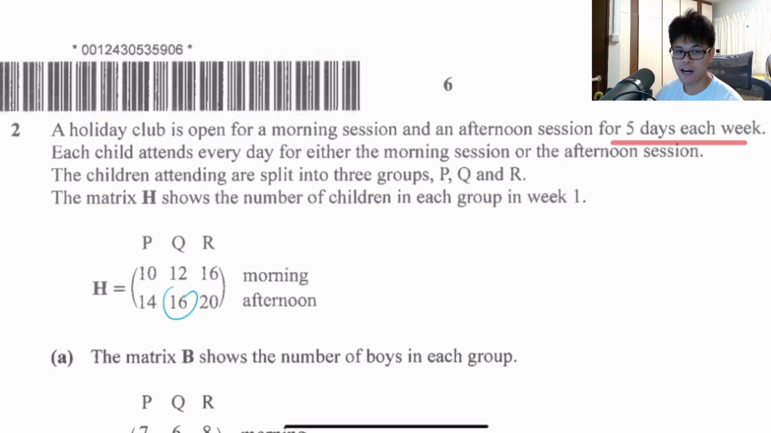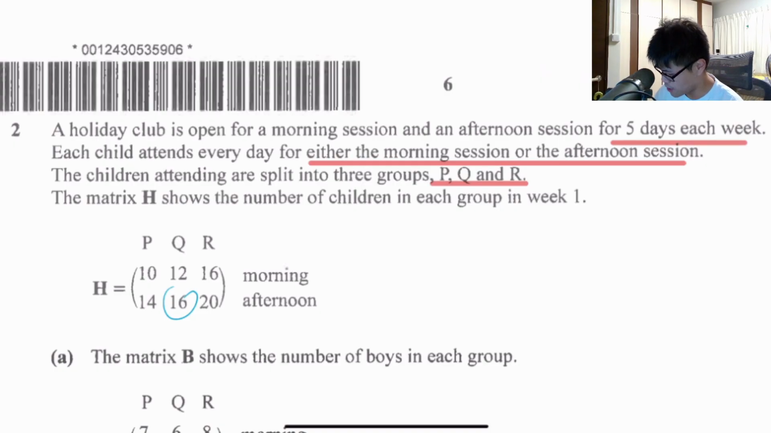Then the children are split into 3 groups, P, Q, and R. I should probably highlight this: either morning or afternoon session. So it means that there are no duplicate children.